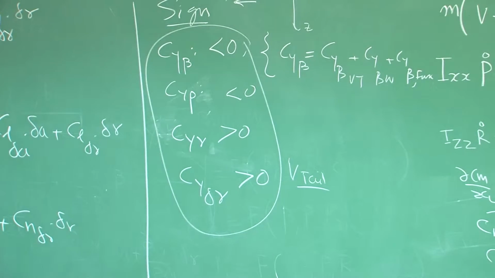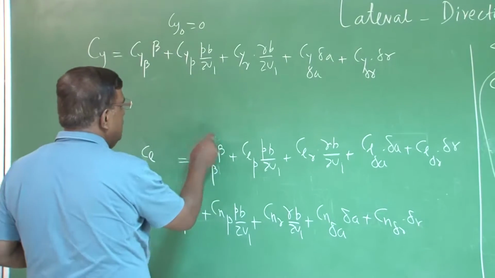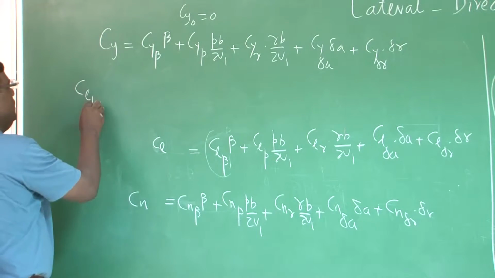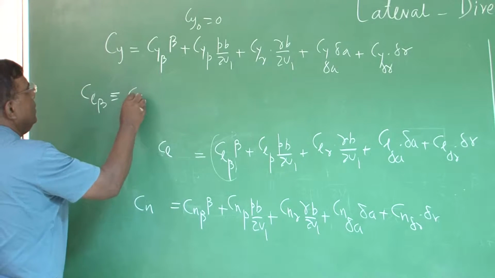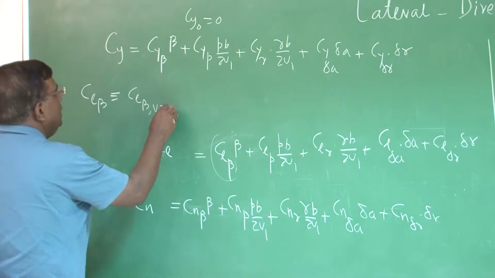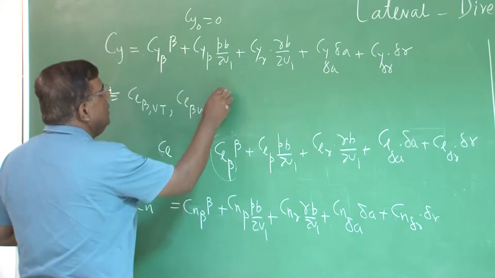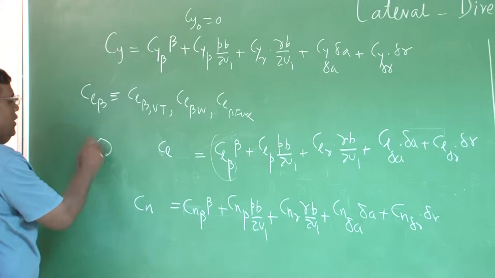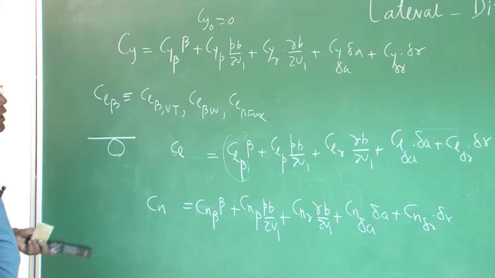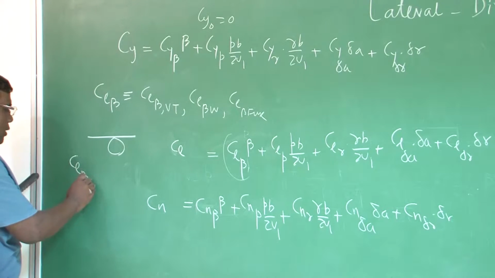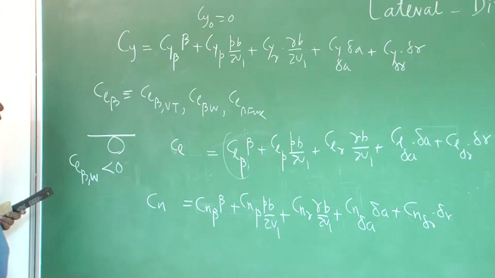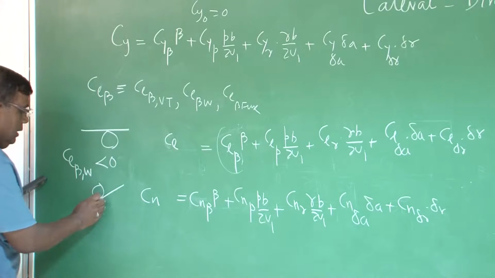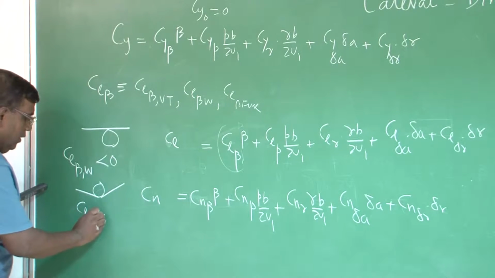Right? Now coming back to CL, in CL you see there is CL beta, and if I want to check the sign, CL beta contribution would be because of CL beta vertical tail, CL beta wing, CL beta fuselage. At least here we know that if it is a high wing, CL beta because of the wing will be less than 0. That is the contribution of the wing. If it has a dihedral like this, again the CL beta wing contribution will be less than 0.